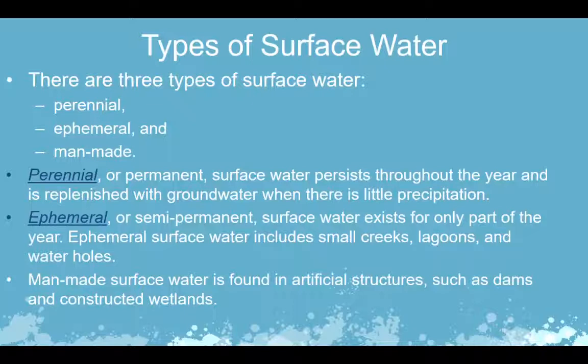Perennial or permanent means surface water that persists throughout the year and is replenished with groundwater when there's little precipitation. So these are the ones that don't really dry up. Versus ephemeral, which is a semi-permanent or surface water that exists for only part of the year. Ephemeral surface water includes creeks, lagoons, water holes. And then the last one are the man-made surface water. And this is artificial structures because of dams, human constructed wetlands, diversion channels, these types of things.